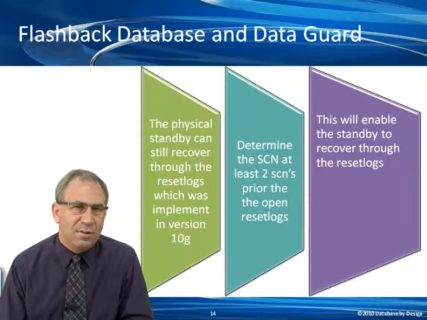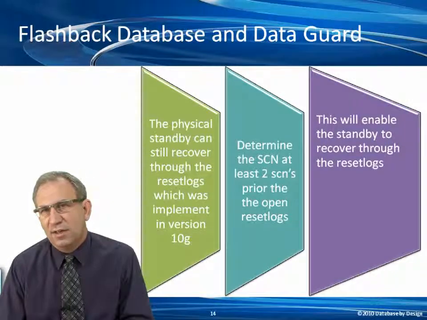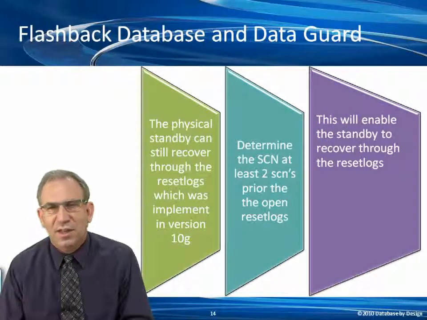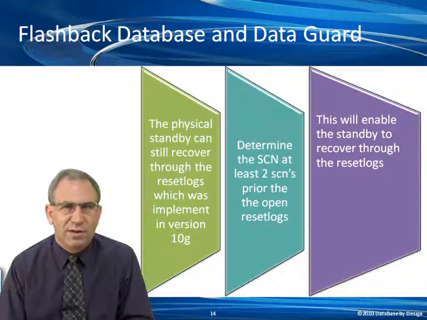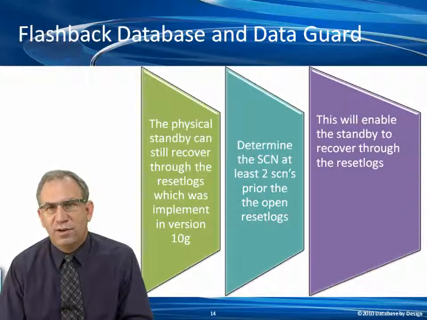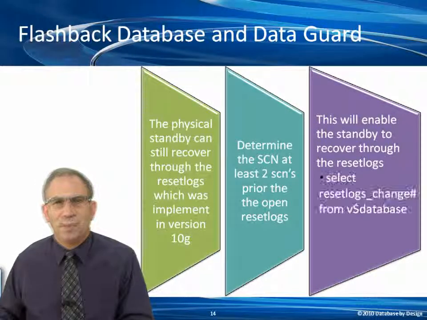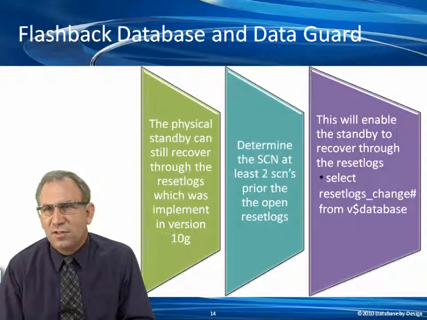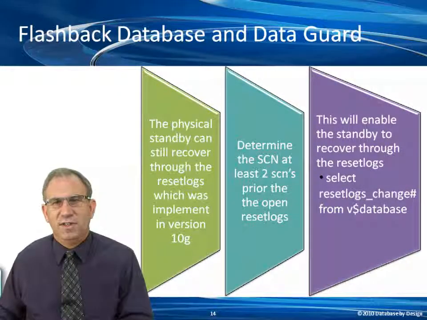If we open up the primary with reset logs, we have to identify the secondary to at least 2 SCNs prior to that, and then recover the secondary by using those 2 prior SCNs. The way that you can do that is you can say select resetlogs_change# from v$database.